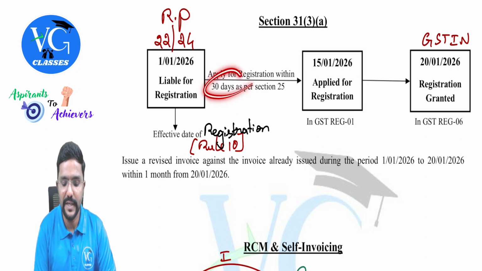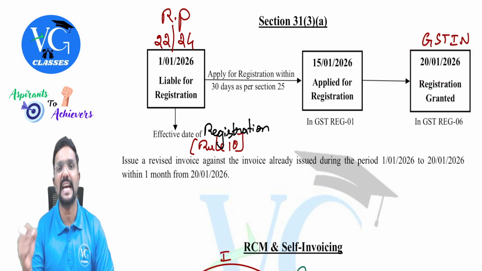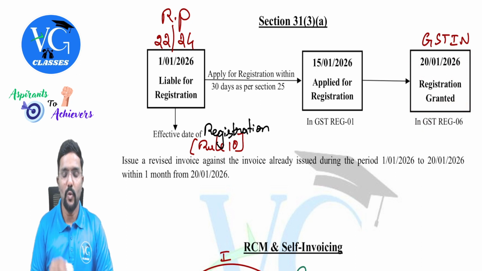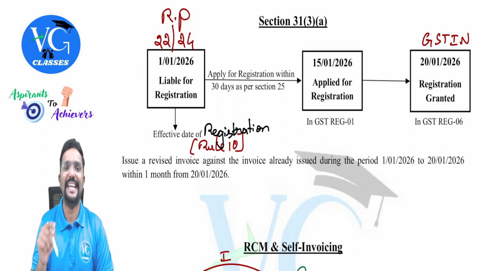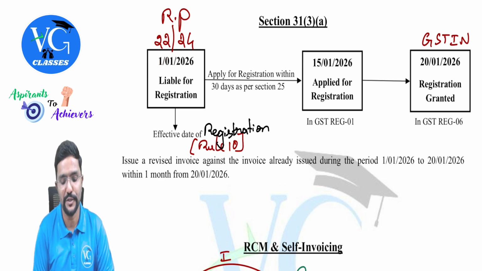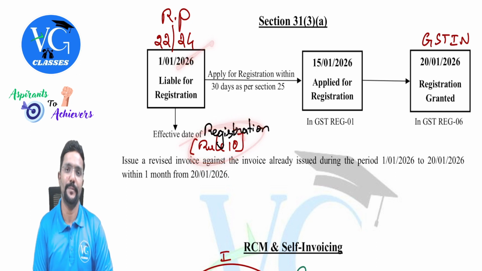So did he apply within 30 days? Yes, he applied for registration within 30 days. And registration is granted on 20th January. So he got his GSTIN on 20th January through REG 06. Registration certificate will be granted in REG 06. Now, he is called registered person from what date? From 1st January. That is the date on which he was liable for registration. So effective date of registration is 1st January as per Rule 10.